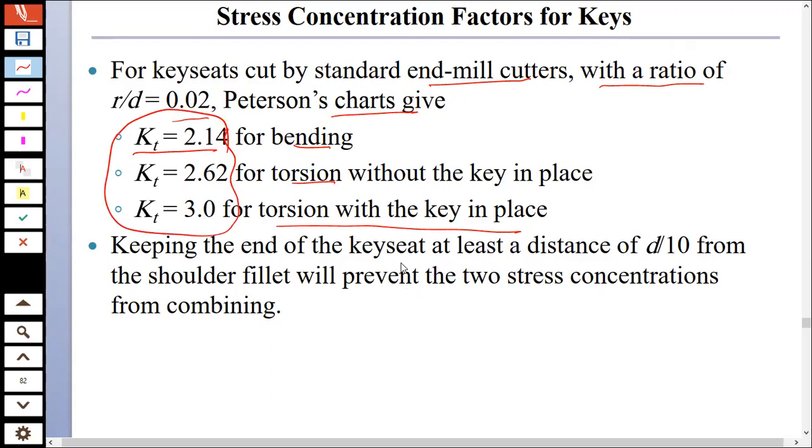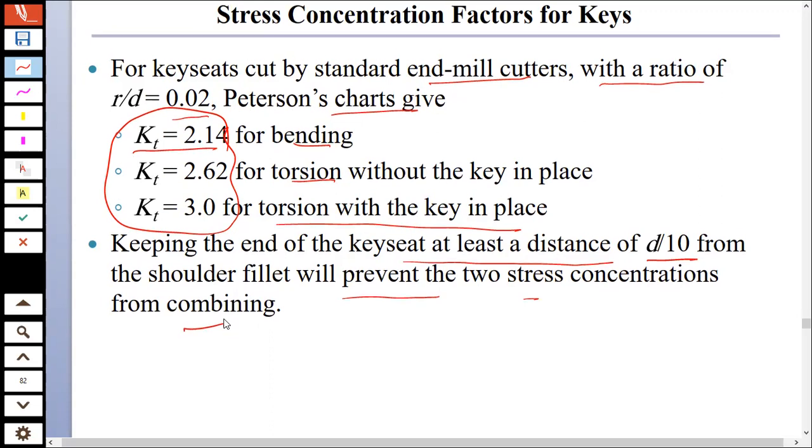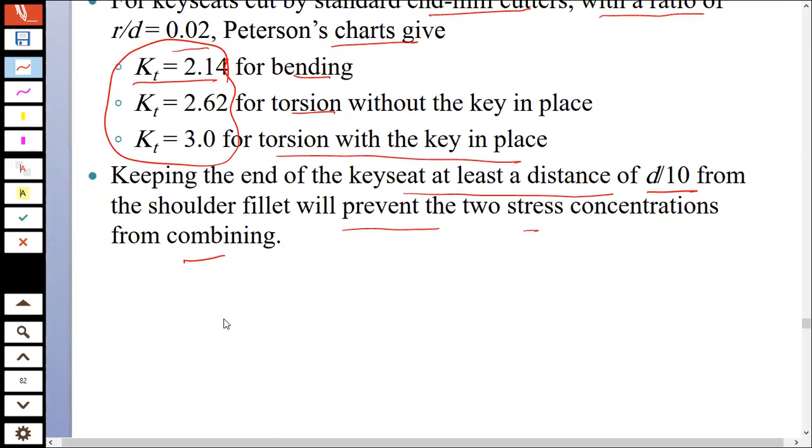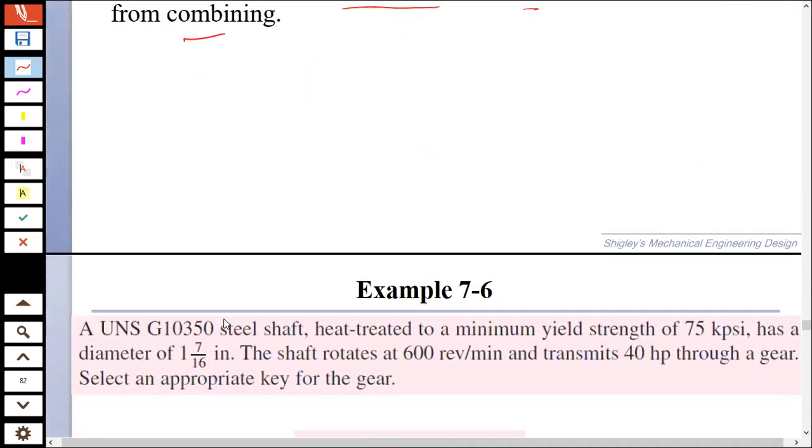Keep the end of the key seat at least a distance of d by 10 from the shoulder fillet, as that will prevent the two stress concentrations from combining. So these are the layouts that you would keep in mind.